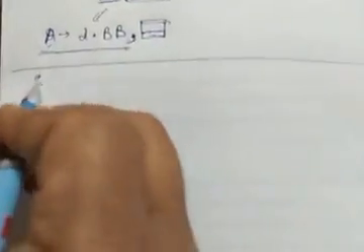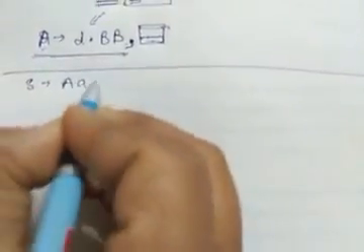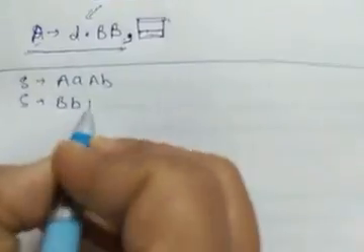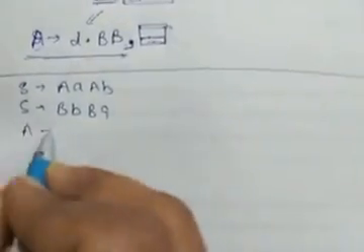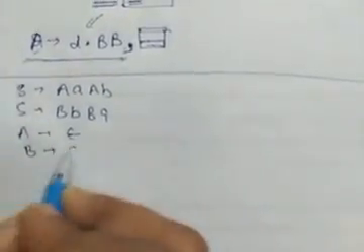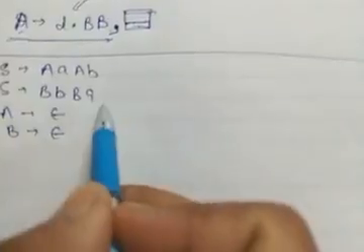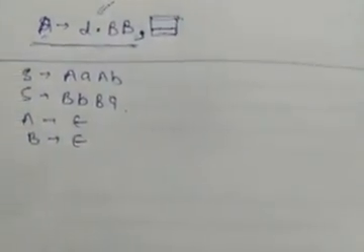Let the grammar be S to A B, A to epsilon and B to epsilon. In the last class we discussed that particular grammar, and we found that in SLR parsing it contains multiple entries.